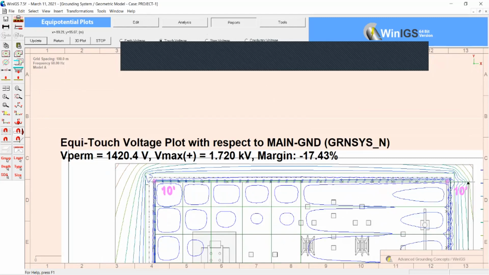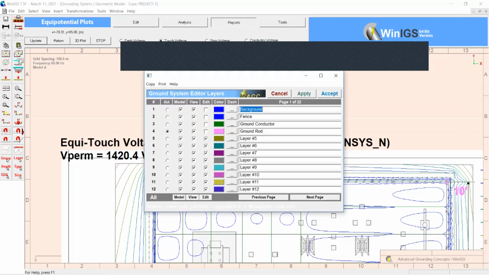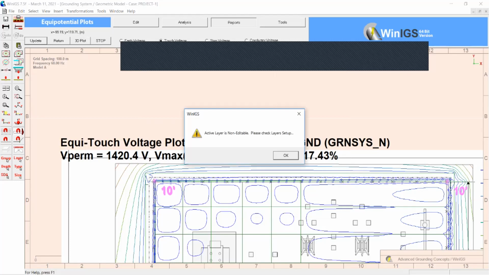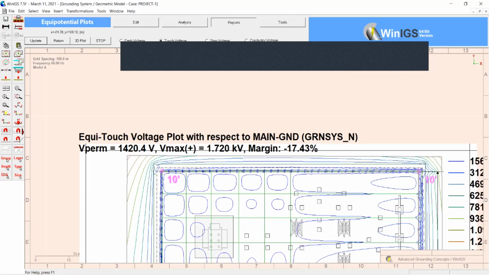This one is not active layer. That one is with, I think, I don't know which this one is with. So don't change. It says active layer is.